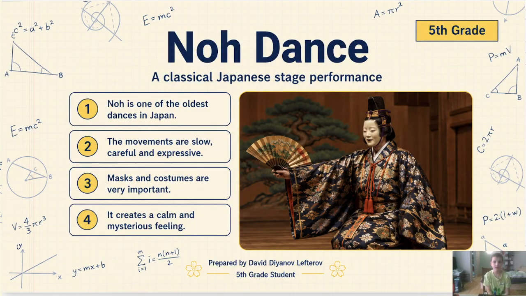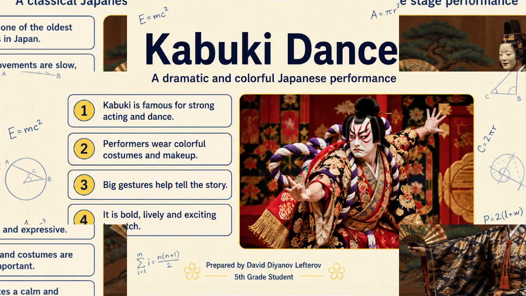Noh dance, a classical Japanese stage performance. First, Noh is one of the oldest dances in Japan. Second, the movements are slow, careful, and expressive. Third, masks and costumes are very important. Fourth, it creates a calm and mysterious feeling.